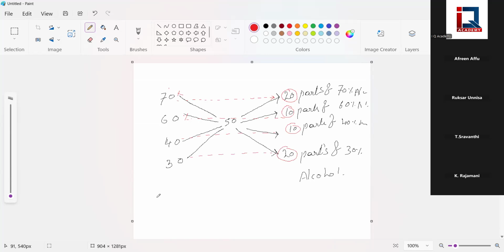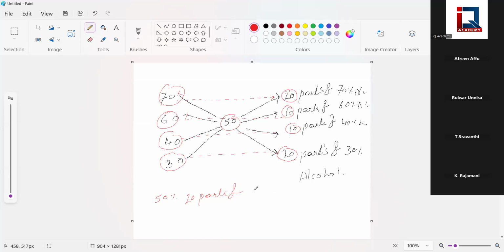So to make 50% alcohol from 70, 60, 40, 30, what you will take? You will take 20 parts of 70% alcohol, 10 parts of 60% alcohol, 10 parts of 40% alcohol, and 20 parts of 30% alcohol mixed together to get 50% alcohol. Got it? Stronger minus weaker? Yes, sir. Yeah. Now a slight change in the question.